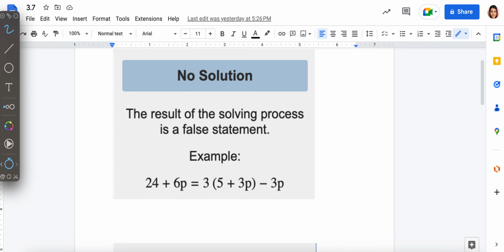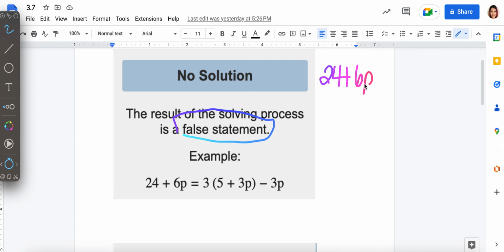Okay, so I'm going to give you an example of when an equation will have no solution, when an equation will have one solution, and when an equation will have infinite solutions. So in this equation, the result of the solving process is a false statement. So this is not a video of how to solve equations. If you need that video, you can ask me, or you can go and watch my videos on how to solve equations. This is just a video going over special solutions, okay?